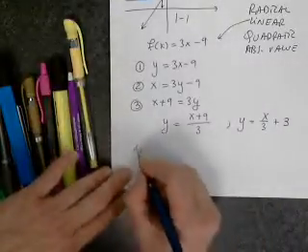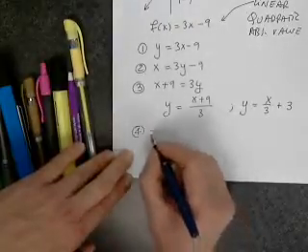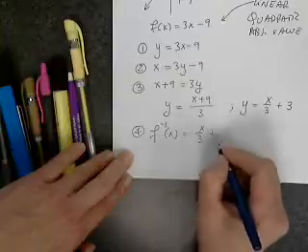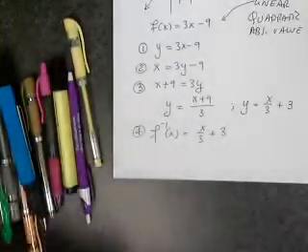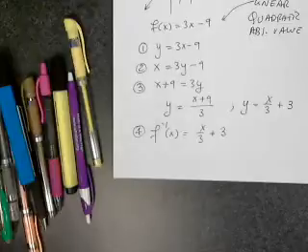So in step 4, what will I write in step 4? Replace y with the inverse, with the notation f inverse. That's it. Any questions?